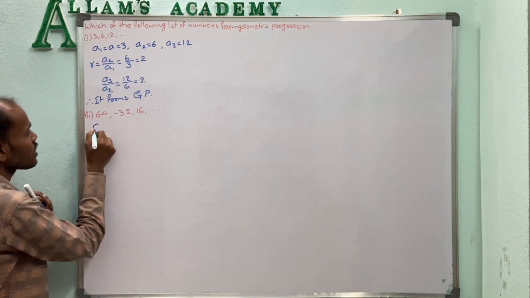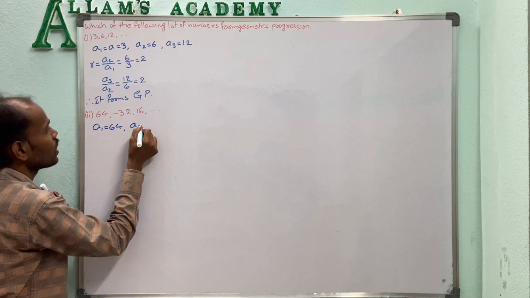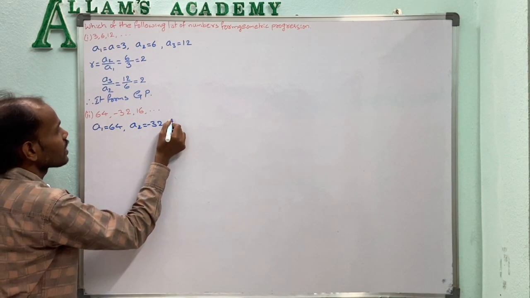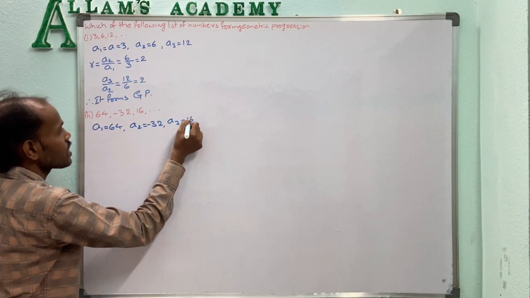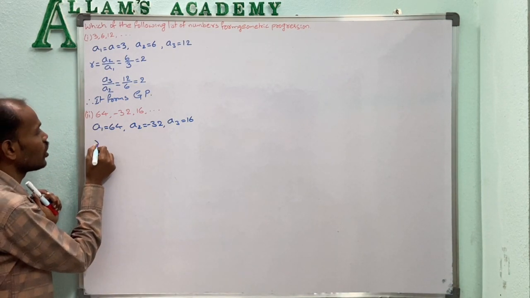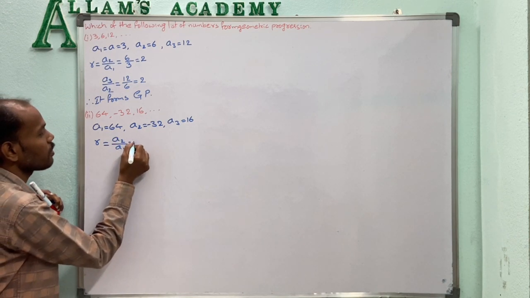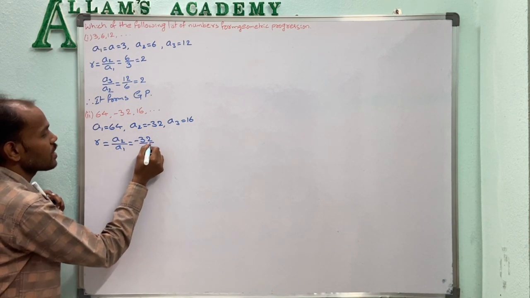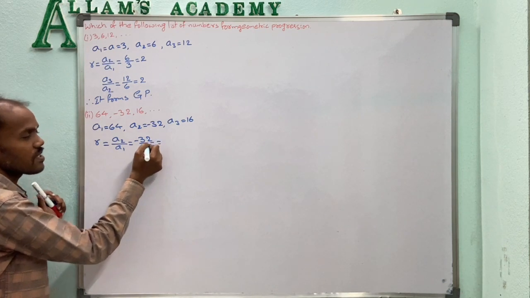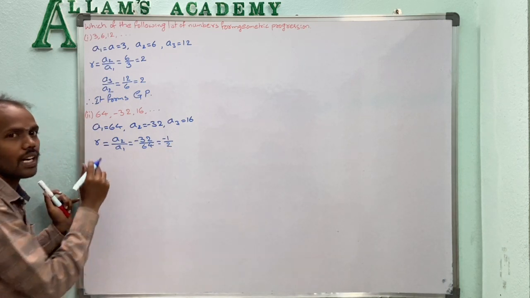Here in this series the first term a1 equals 64, the second term a2 equals minus 32 and the third term a3 equals 16. Now, to check whether it forms a GP, we find the common ratio. r is equal to a2 by a1, that is minus 32 by 64. So 32 ones are 32, 32 twos are 64, that is minus 1 by 2, the common ratio.